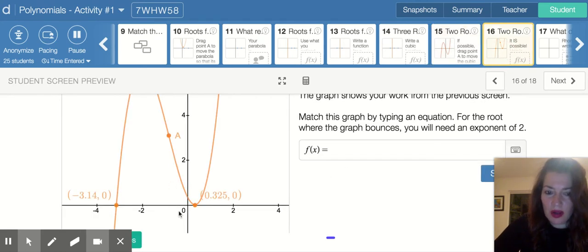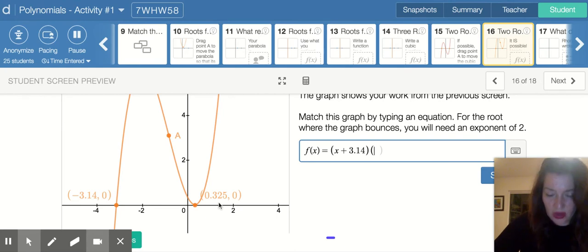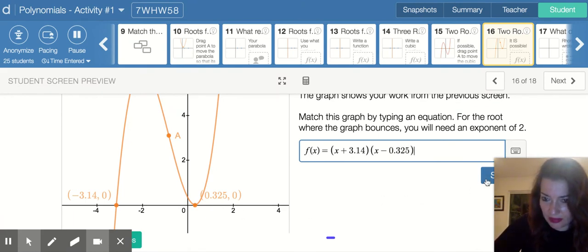Looking at what I dragged my A point to, let's go ahead and write the intercepts the way we have done with the previous graphs and see what happens. So I have an intercept at negative 3.14, so I'm going to write x plus 3.14. And then I have another intercept at 0.325. So I'm going to go ahead and write x minus 0.325. Now let's submit and see what this graph looks like.